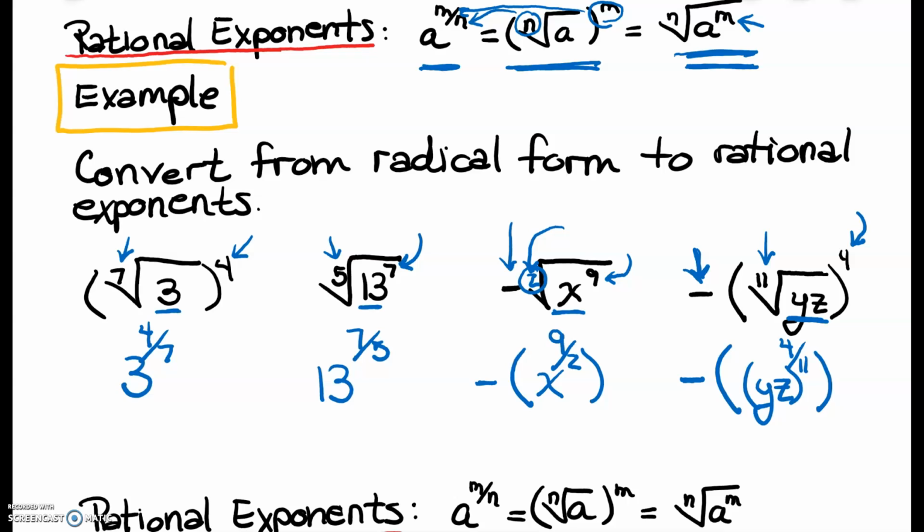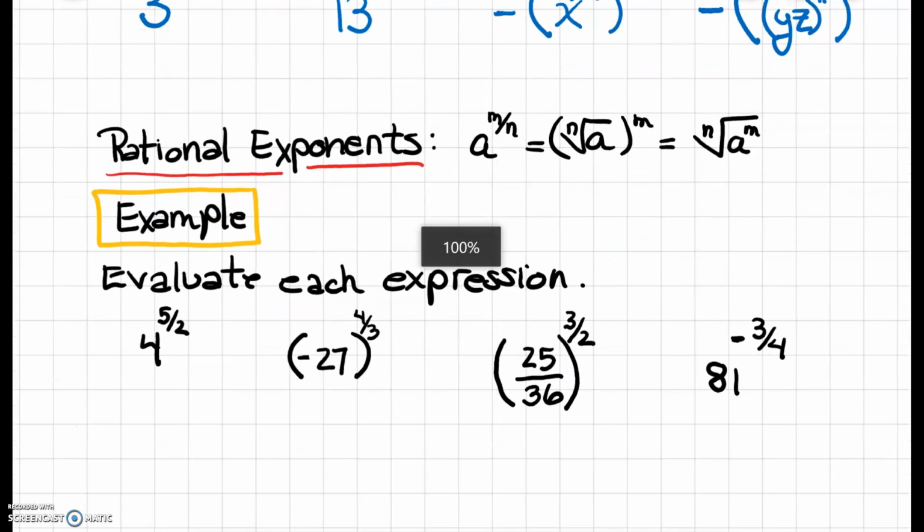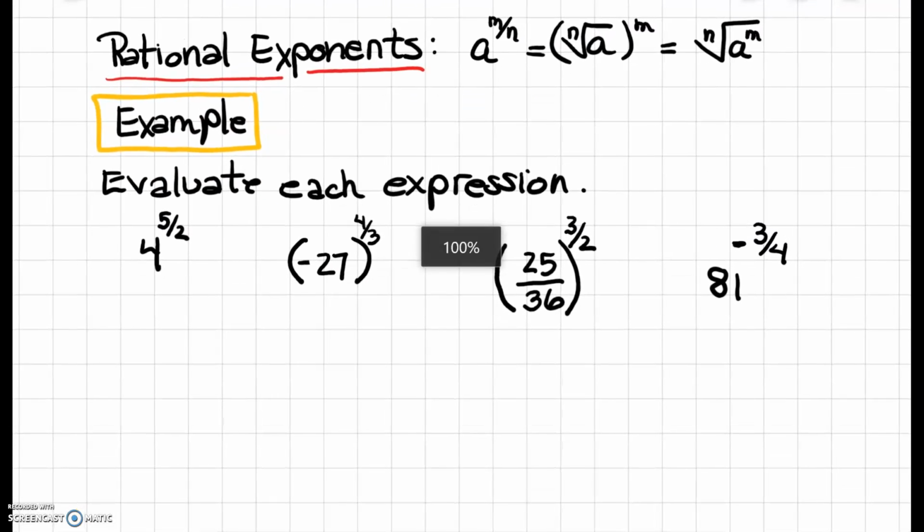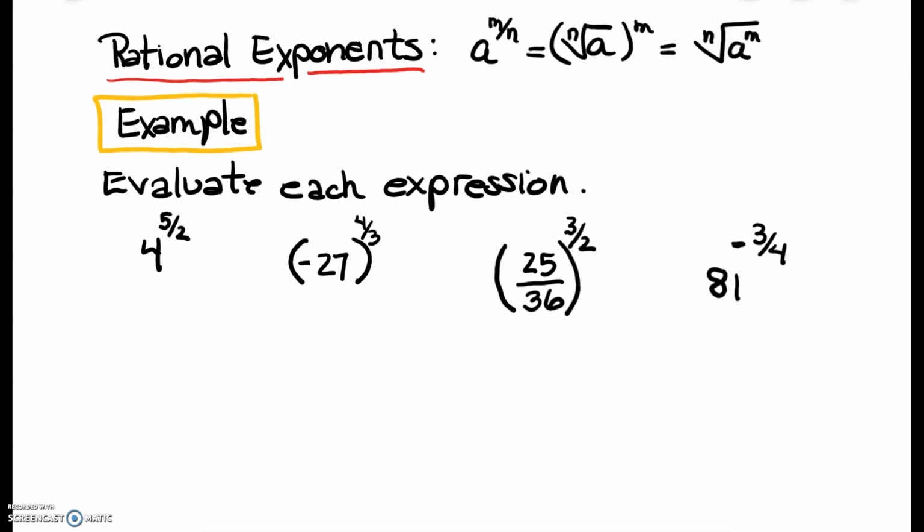Be very careful about your negative. If your negative is outside of your radical, then your negative needs to be outside of your parentheses when you convert. So the next set of examples says to evaluate each expression. It's really helpful to convert to radical form. And I like to use this version of the equivalent of a rational exponent because in most cases I can find the nth root of a. So let's go ahead and do the first example.